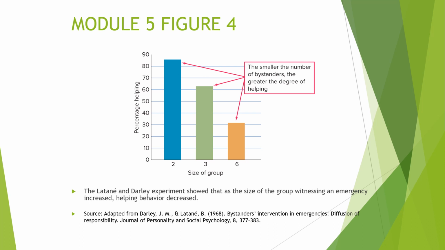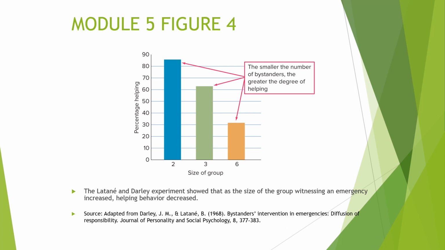This is Figure 4 on page 43 in your textbook, and this is actually going back to the Latane and Darley experiment. When we were talking about in Module 4, the diffusion of responsibility, and they were hypothesizing that the more people that observed an emergency, the less likely that individual would be to get help. And so you can see in this graph that in the Latane and Darley experiment, it showed that as the size of the group witnessing an emergency increases, helping behavior actually decreases.